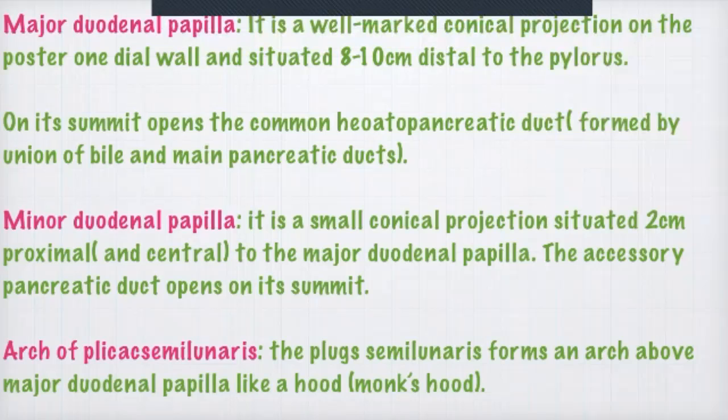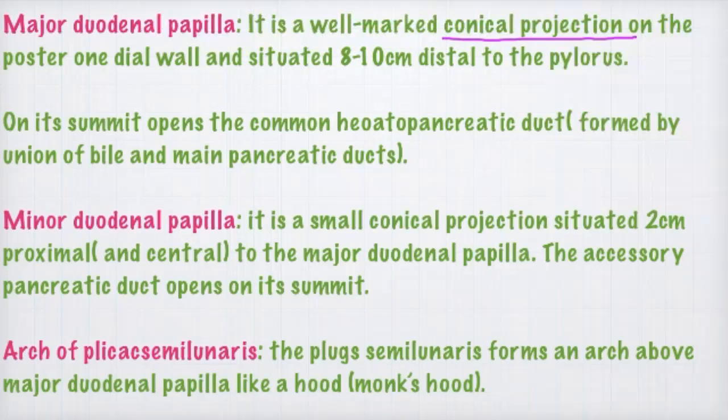it is a well-marked conical projection on the posterior duodenal wall and situated 8 to 10 centimeters distal to the pylorus. On its summit opens the common hepatopancreatic duct, formed by the union of the bile duct and the major pancreatic duct. So it is called the major duodenal papilla, or ampulla of Vater.